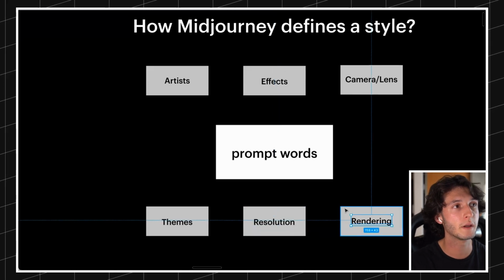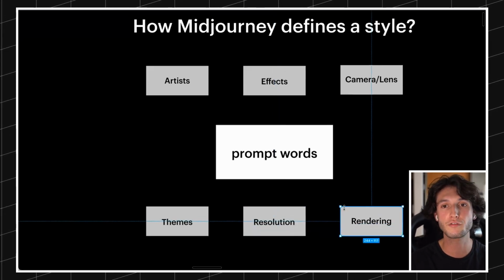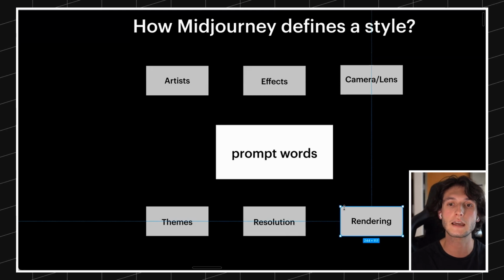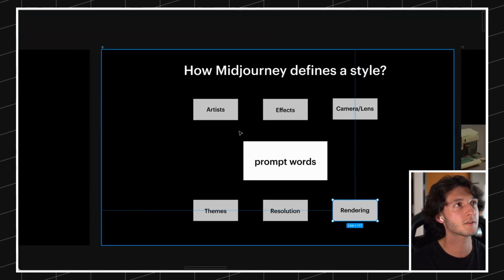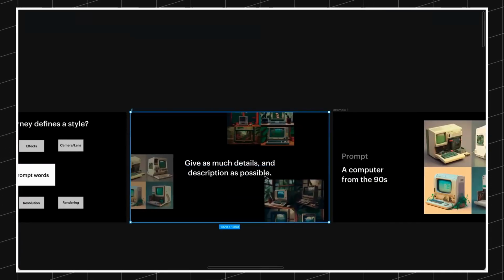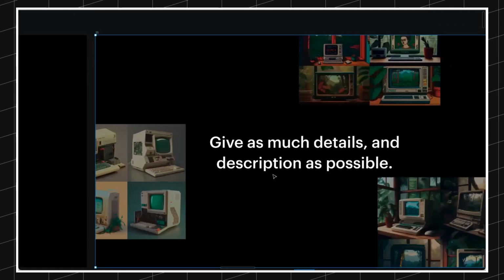And the rendering. For the rendering, you can target different formats on Midjourney and generate square images or landscape, 16:9. That's really flexible. So that's how it works in the background. So give as much detail and description as possible.